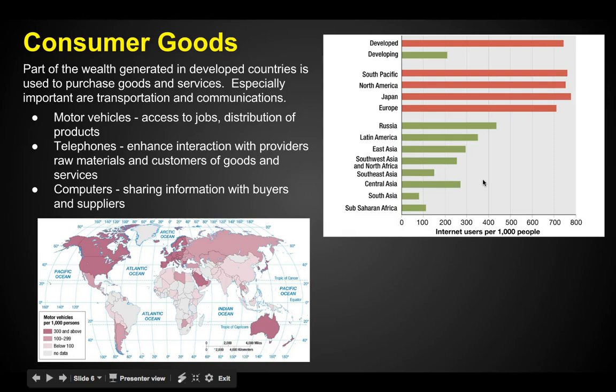Consumer goods. Part of the wealth generated in developed countries is used to purchase goods and services. Especially important are transportation and communications.